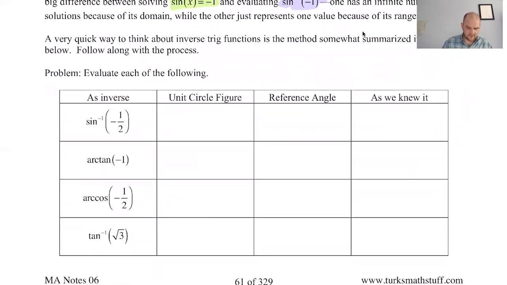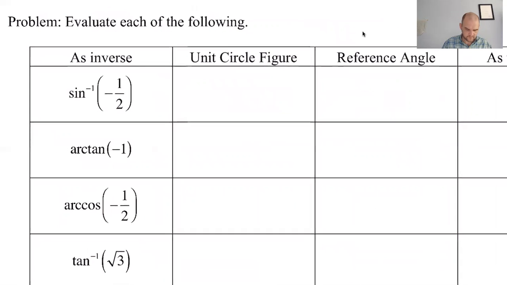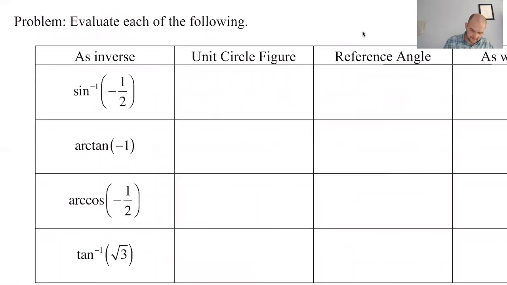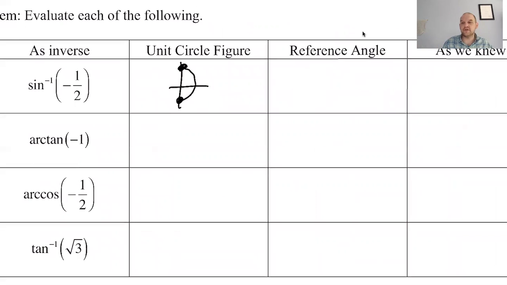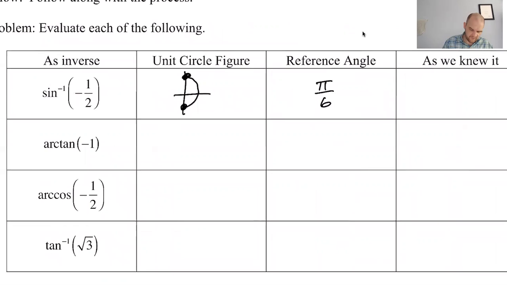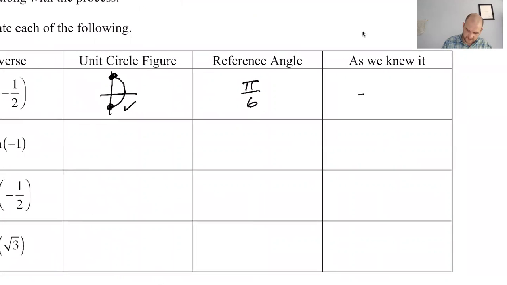So here's another way to think about this. Inverse sine, unit circle picture. Inverse sine of 1/2: what kind of angle has a sine of 1/2? Pi over 6. If it's the inverse sine of a negative, since sine is positive in quadrant 1, it must be coming from here. So what angle would that be? It'd be negative pi over 6.